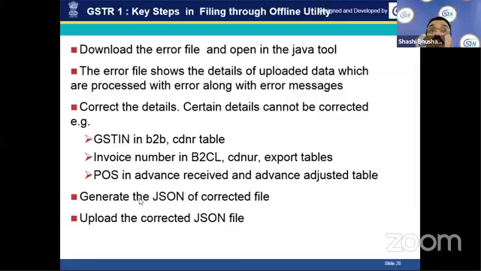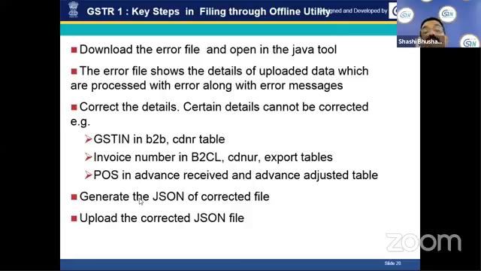Now, the system has a certain constraint: certain fields of the data that are visible in your error file cannot be changed, like GSTIN in the B2B invoice table and credit note table, invoice number in the B2C large table, credit note unregistered and export tables, and place of supply in advance received and advance adjusted. Similarly, there are other fields which cannot be changed.